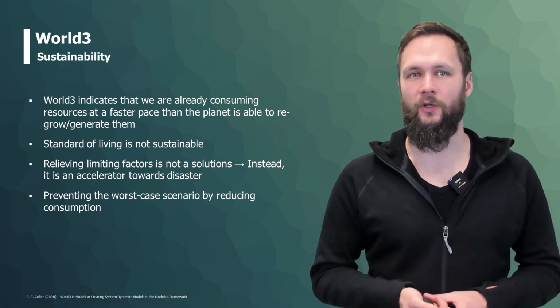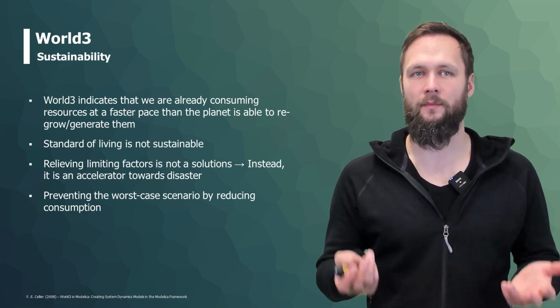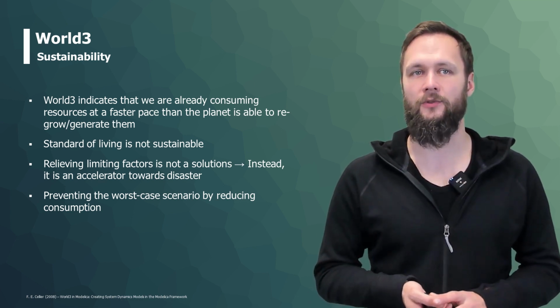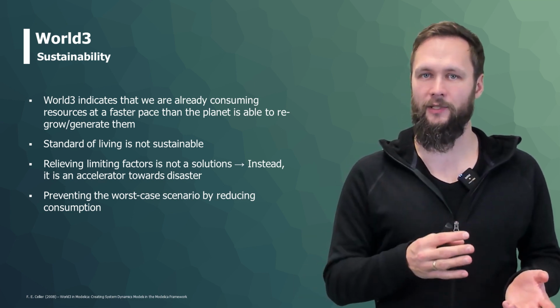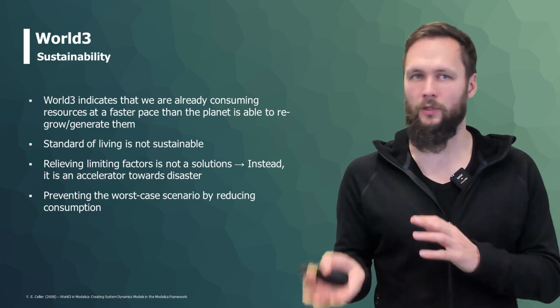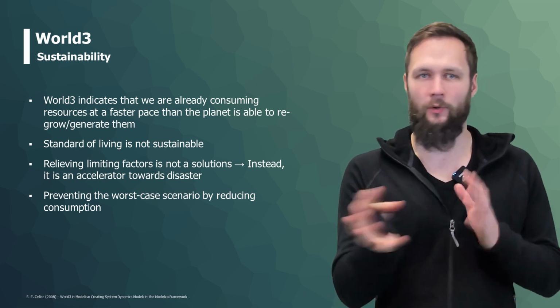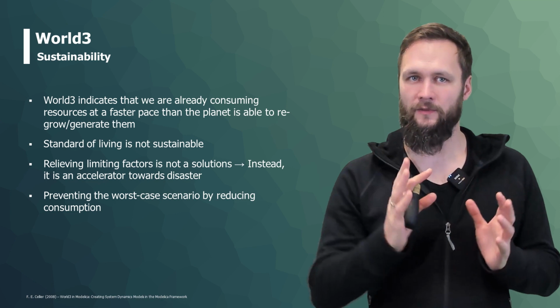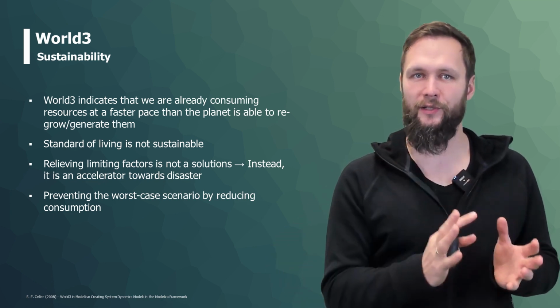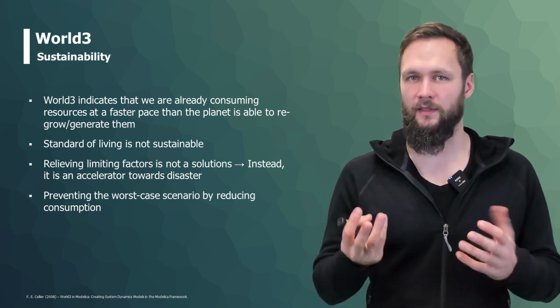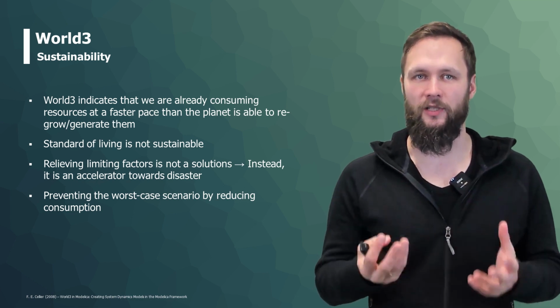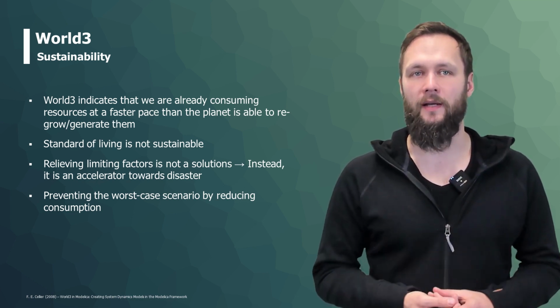And preventing the worst case scenario is essentially just possible by reducing consumption. All the other scenarios lead to one sort of collapse or another. So comprehensive technology is not as severe as the one before, but still a problem. And what we're essentially looking for is the stabilized world scenario.